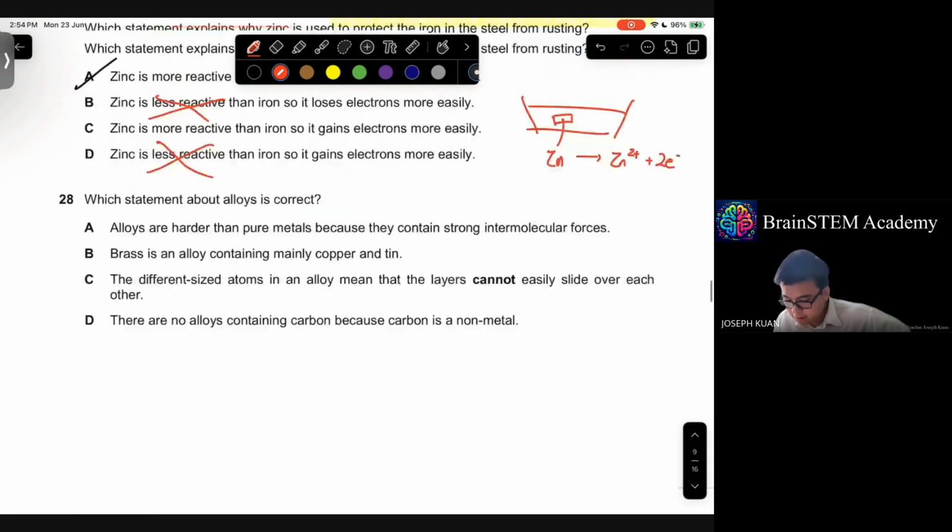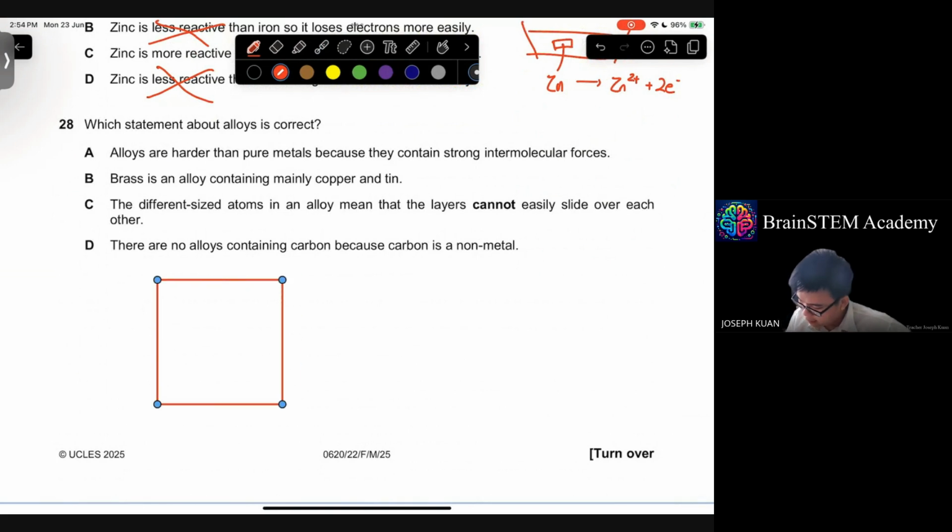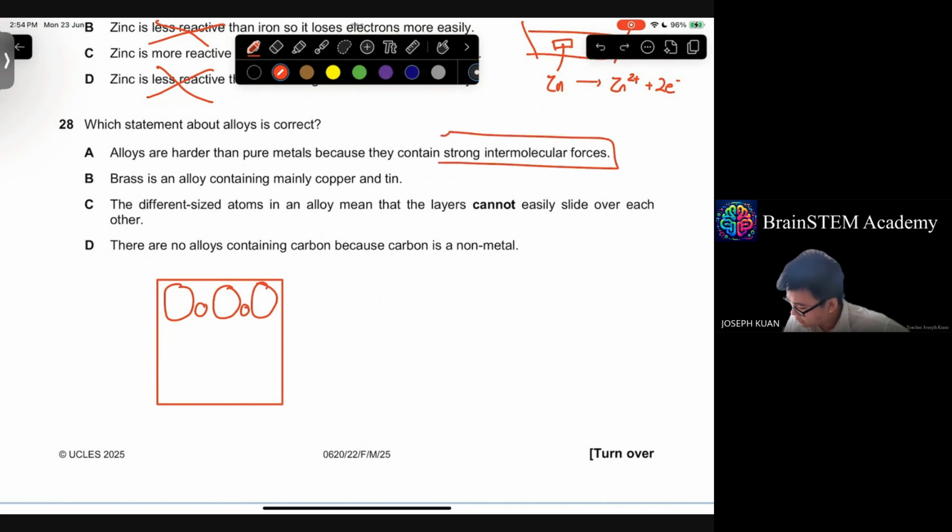28. Which statement about alloys is correct? Now, alloys are harder than pure metals, not because they have strong intermolecular forces. These are for covalent molecules, not for metals or alloys, but because of the irregular size atoms that prevents the layers from sliding over each other whenever force is applied.